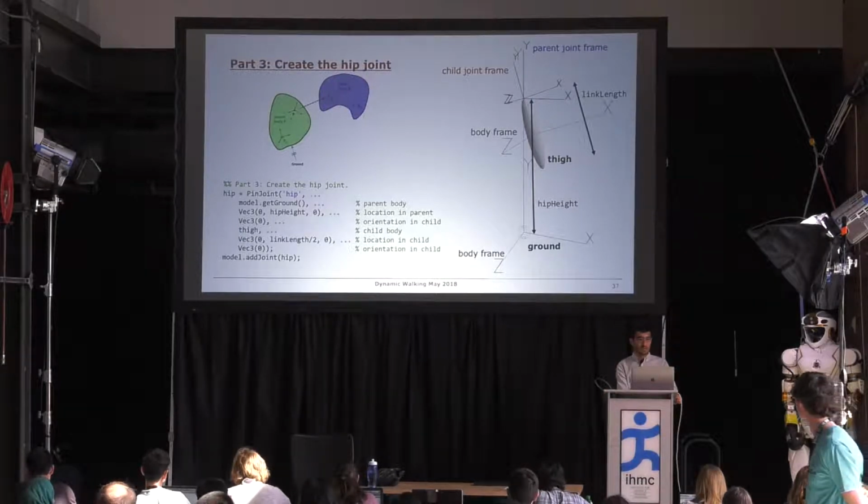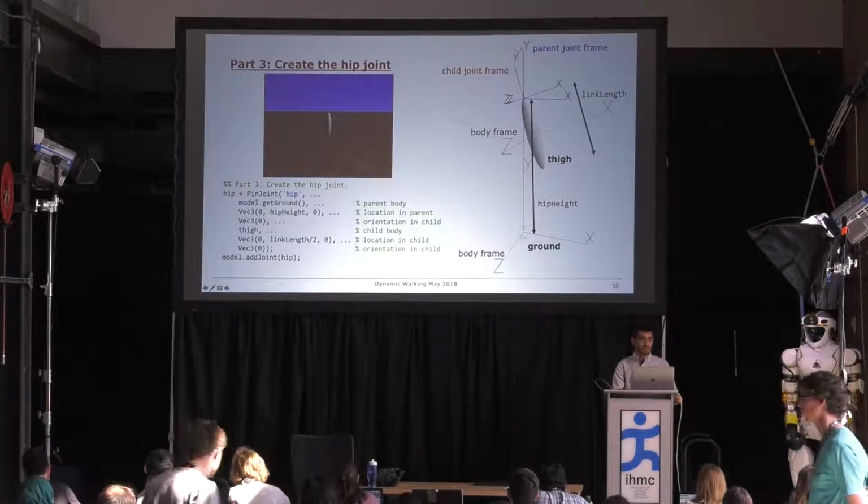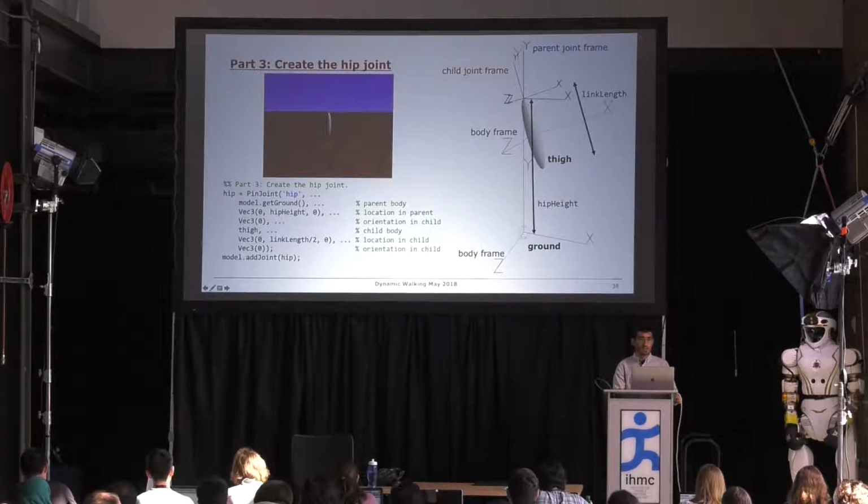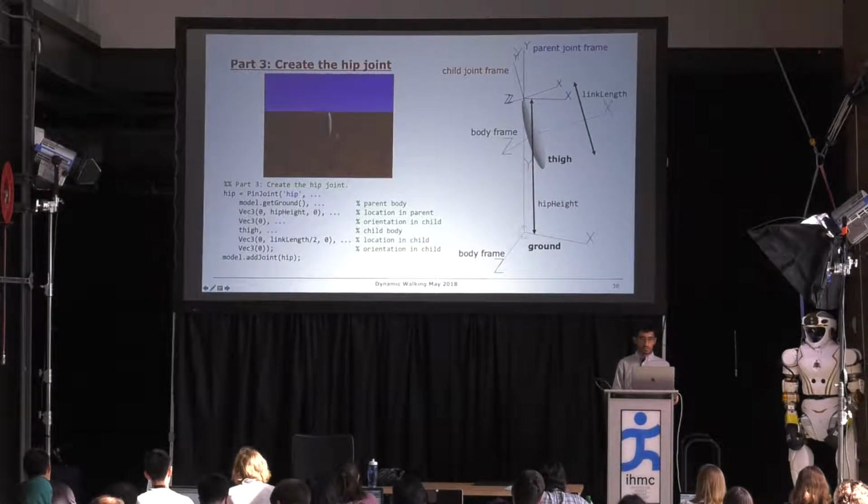Once you've added the joint to your model, you should just see the thigh body hanging in space, and that's because its default pose is an equilibrium pose.